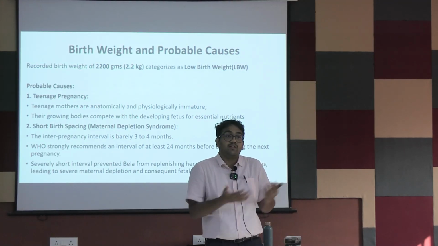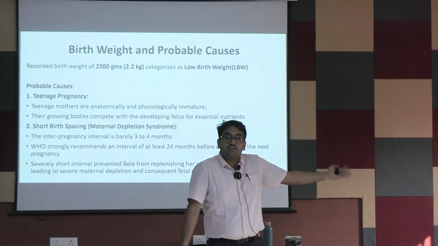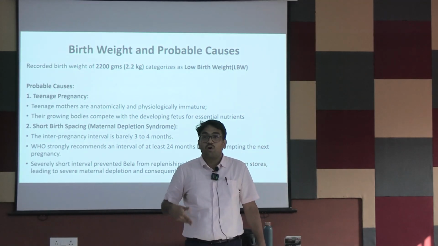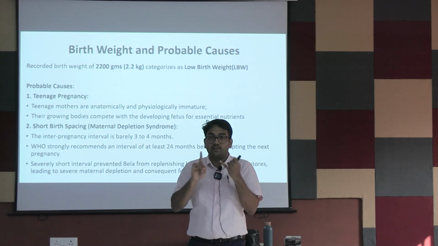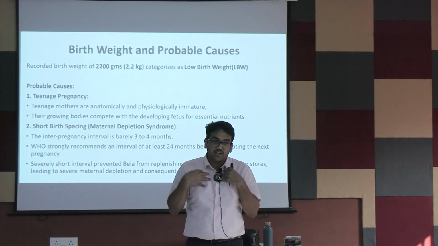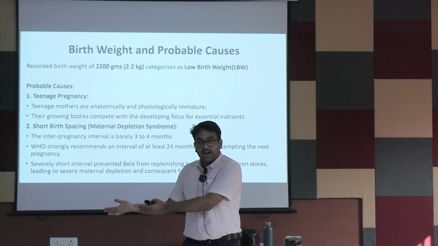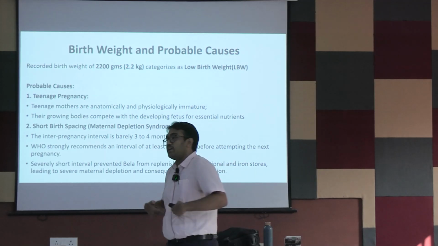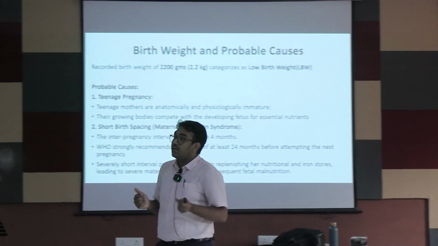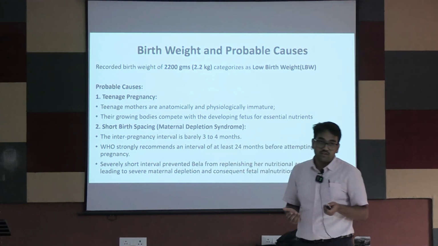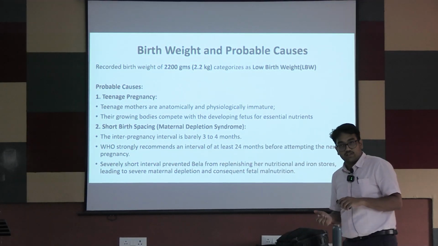That means while the mother was breastfeeding the previous child, she has become pregnant with this child. So what will she do? Will she nourish? She is a teenager. She will have to nourish her body. She will have to nourish the child she already has, and she will also have to nourish the fetus which is growing inside. So there is a high chance of having a low birth weight child and maternal complications here, right?